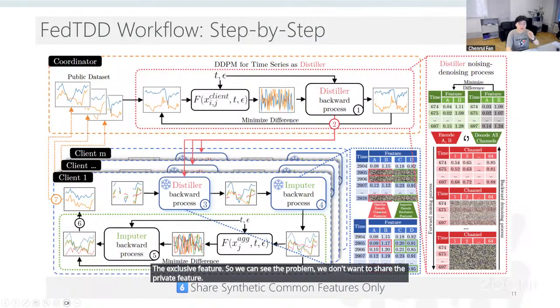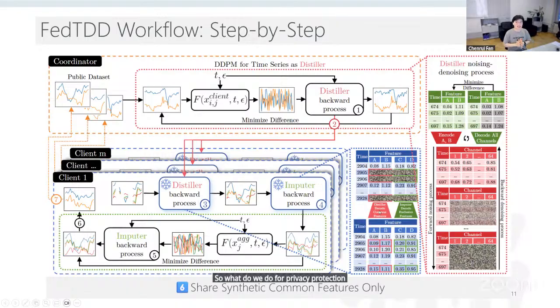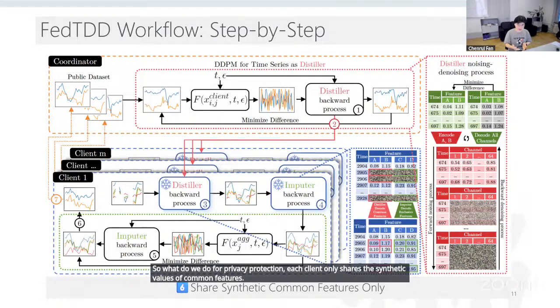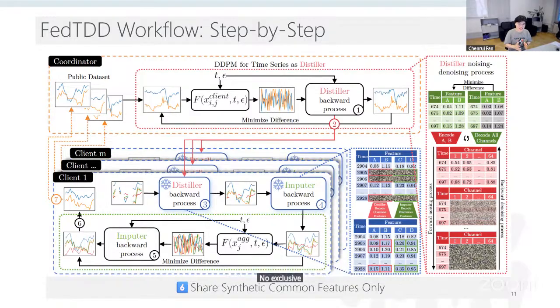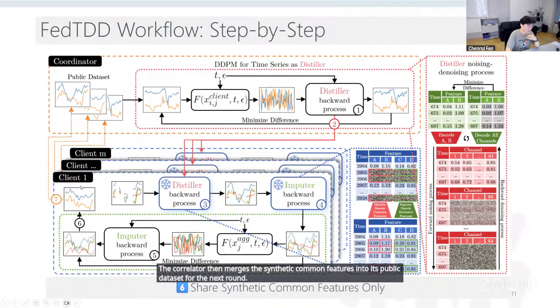So what do we do? For privacy protection, each client only shares the synthetic values of common features like A and B. No exclusive features are sent, and no raw data is leaked. The coordinator then merges these synthetic common features into its public dataset for the next round. Then, each client sends the data to the public dataset.